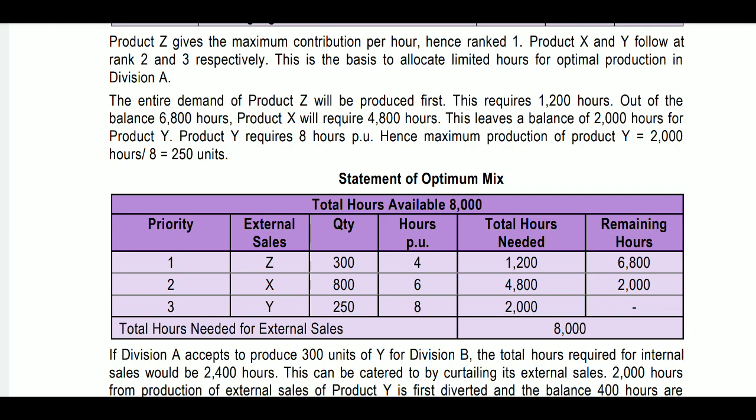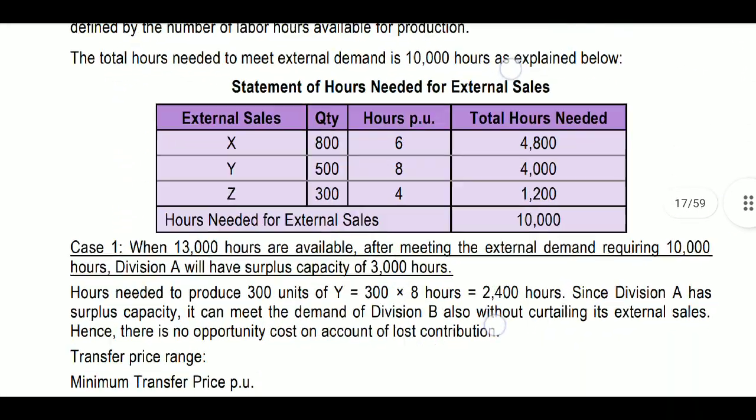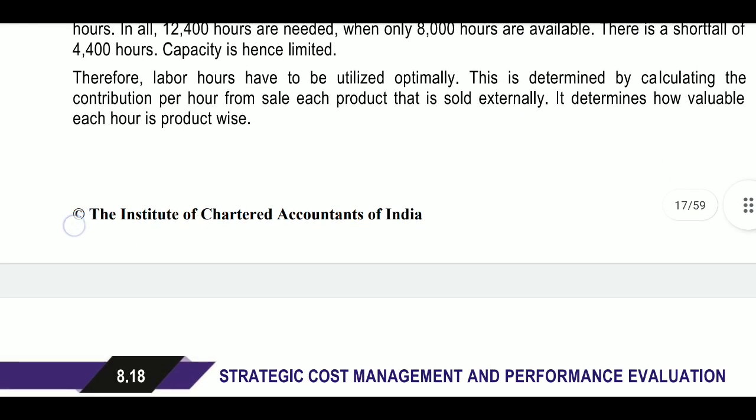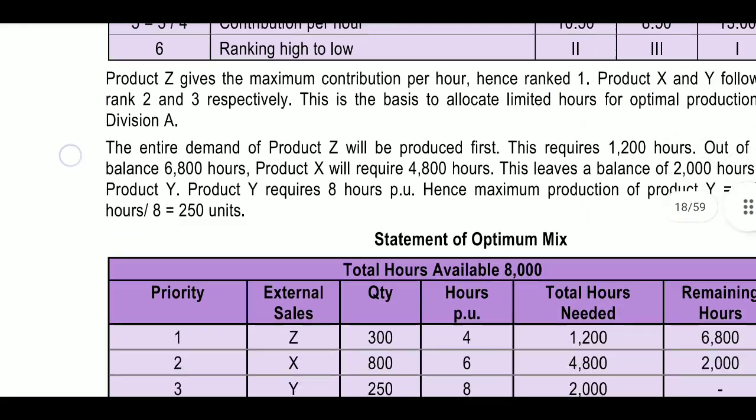So how many hours will we require for division Z, we will see that. We have already calculated it. For Z, 1200 hours is required, for Y 4000 hours will be required, and for X we require 4800, but we have only 8000 hours. So for the 2000 hours we will see. So with 8000 hours we produce this amount.